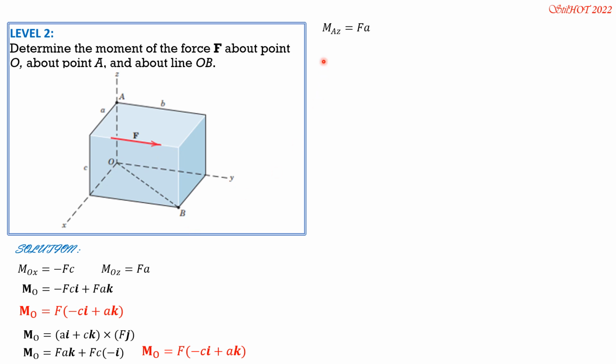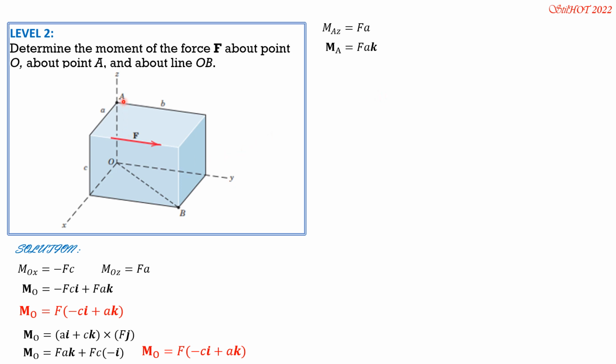So MA, by the way, MAX is 0 because F passes through the AX axis. MAY is 0 because it is parallel to. MAZ only, that's the positive sense of MAZ. And it is F times A. That's why. In vector form, this is scalar approach, but if you express the answer in vector form, it is FAK. This should have been the answer, but let's answer this by vector approach.